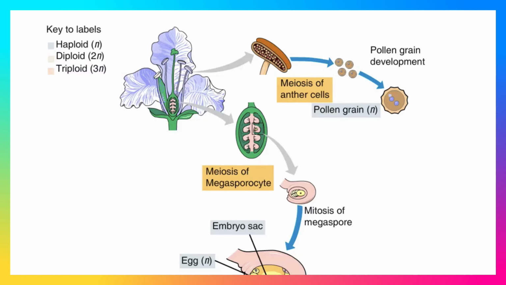Angiosperms reproduce by means of flowers. Flowers are showy, colorful structures made of modified leaves. A flower usually contains both male and female reproductive structures.